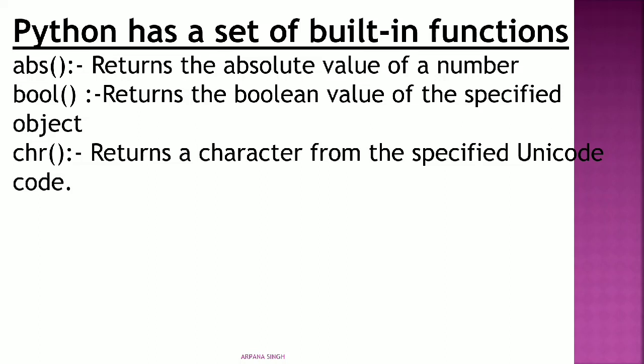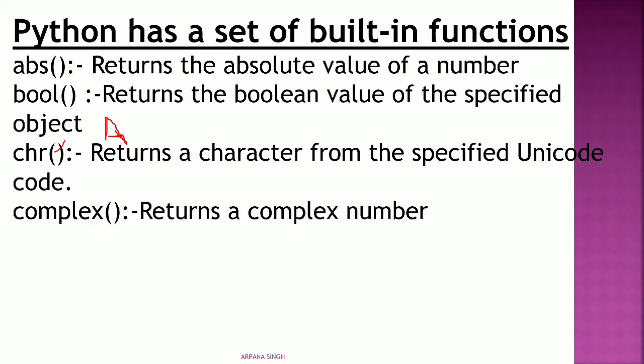CHR returns the character of the given Unicode. Like if you write CHR and within the bracket you write 65, then it will return capital A, because 65 is the Unicode value of capital A. So CHR returns the character of the given Unicode value.